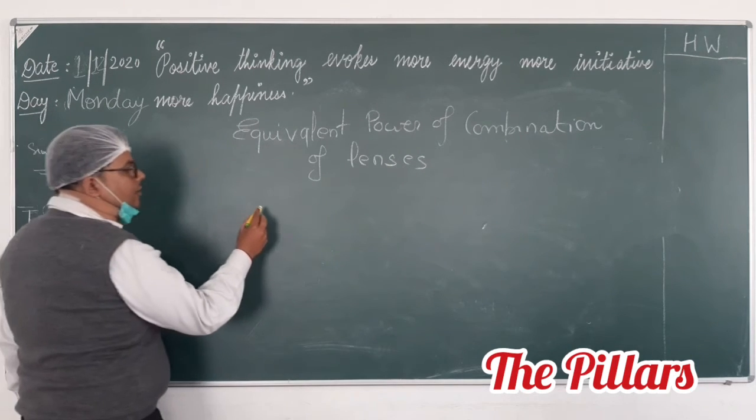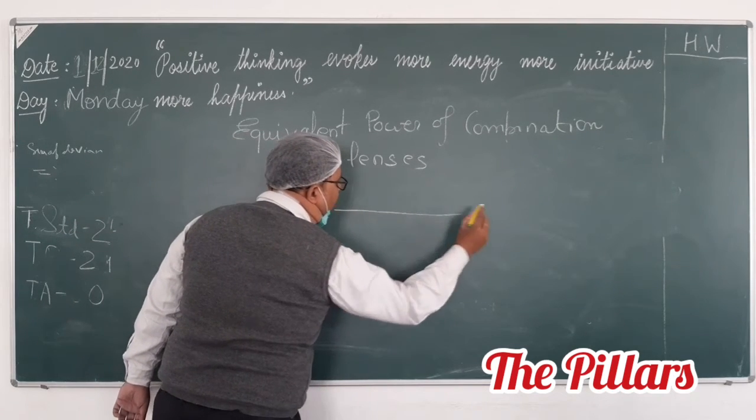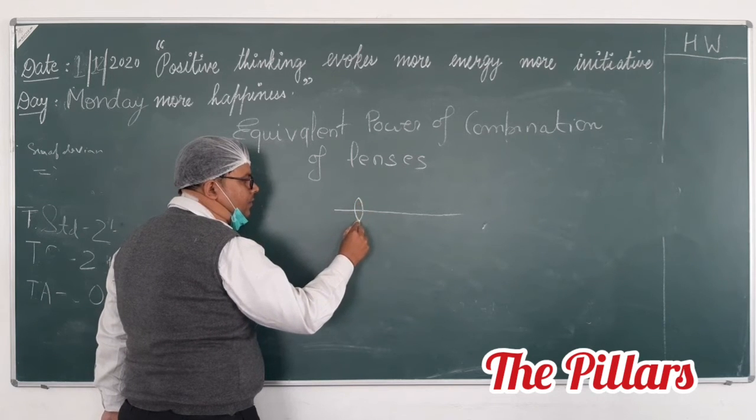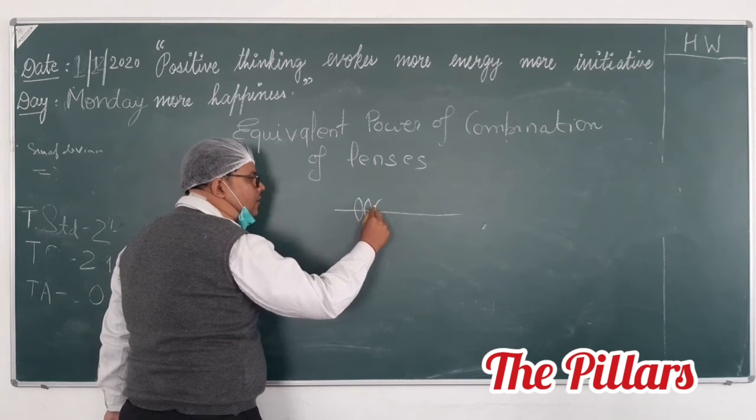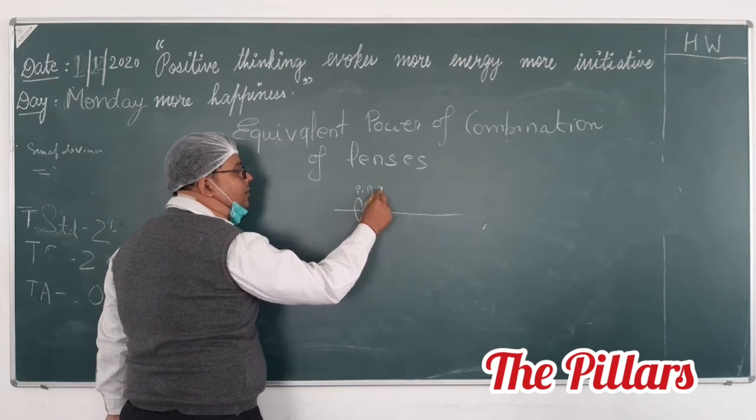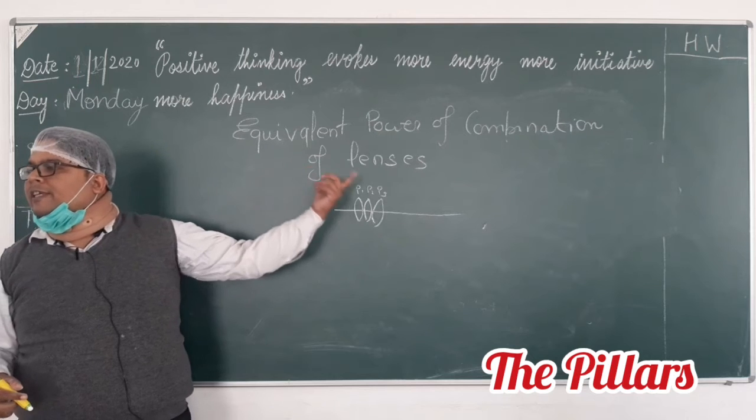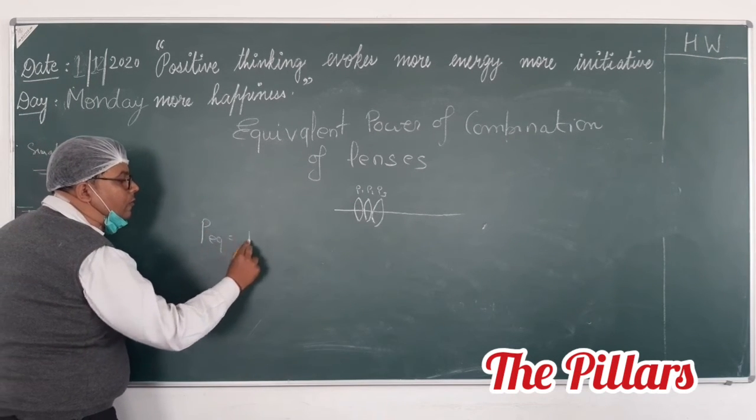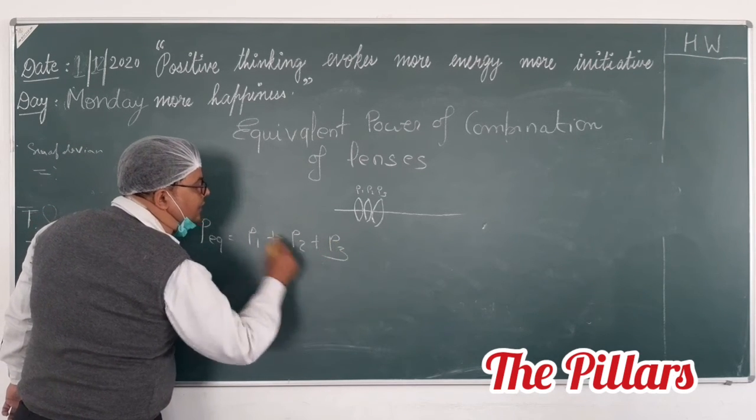See, suppose this is a common principal axis. Now we are putting lenses very close to them, very close, so that the gap is almost minimum. Let the power of this lens be P1, of this P2, of this P3. So what will be the equivalent power of this combination? P equivalent is equal to P1 plus P2 plus P3, like that.